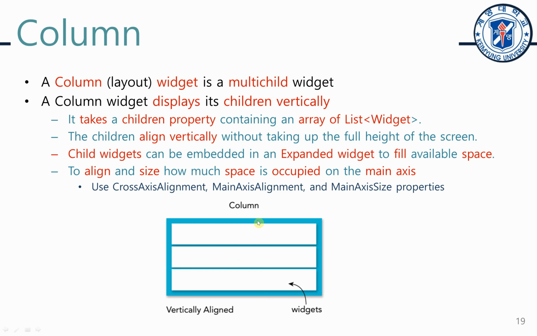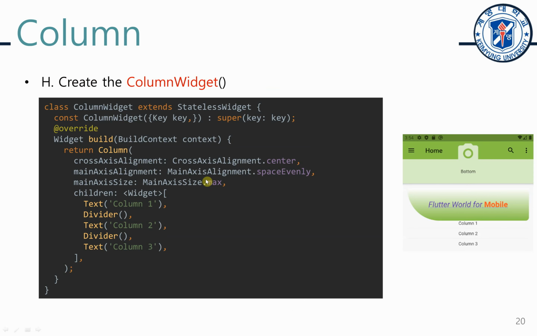That by default it will take even proportion of the column widget, and it has properties such as cross axis alignment, main axis alignment, and main axis size in order to set up its property. So you can create a column widget by yourself.